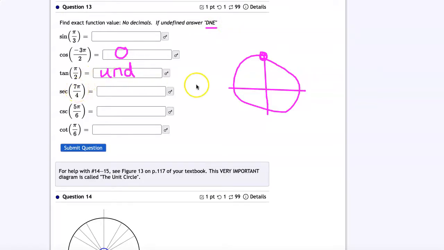7 pi fourths. 7 pi fourths is way down here. I know my cosine value is √2/2, and my sine value is -√2/2. So if I need to find secant, that's going to be the reciprocal of cosine, so that is going to be a √2. And that's how you do this, all from the unit circle.